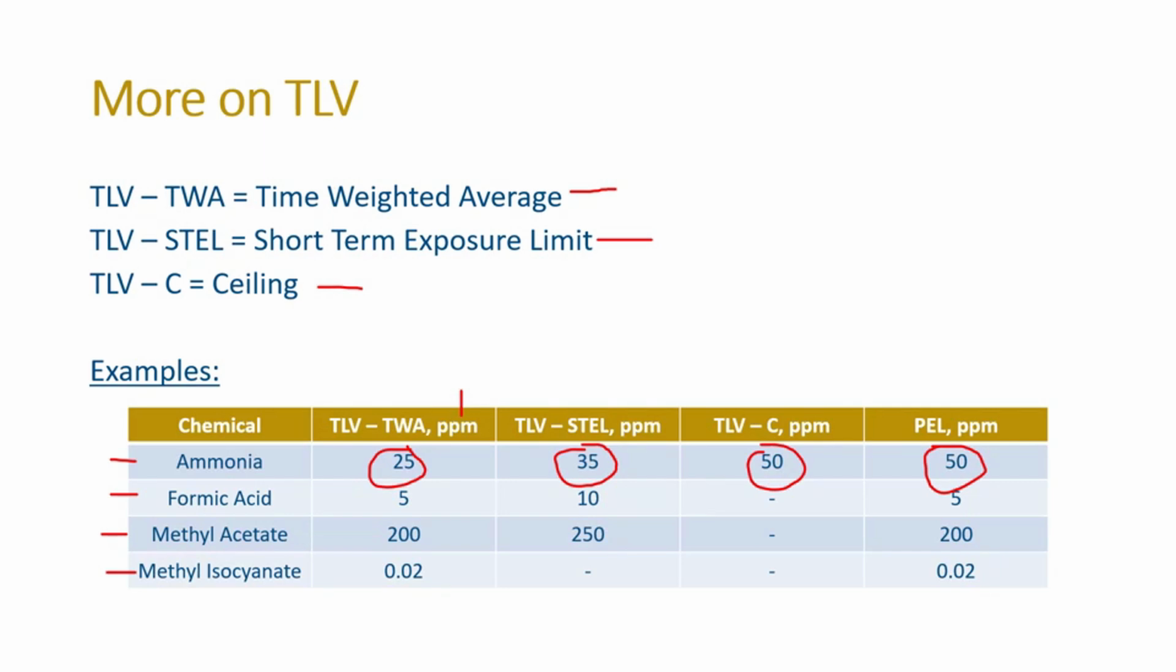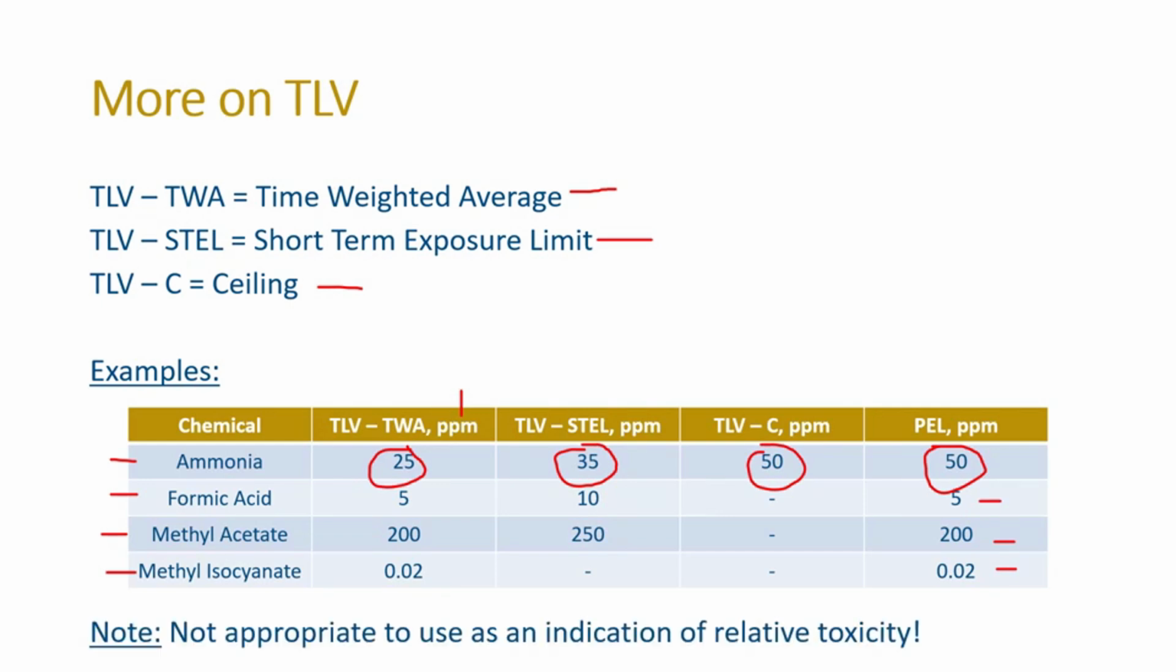We see other examples for formic acid. The PEL in this case happens to be equivalent to the TLV-TWA. Same is true for methyl acetate, and same is also true for methyl isocyanate. And we don't have TLVs, short-term exposure limits and ceilings reported for all of these different chemicals.